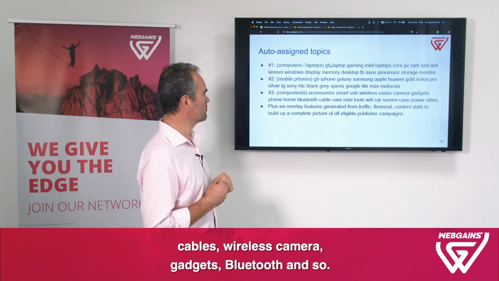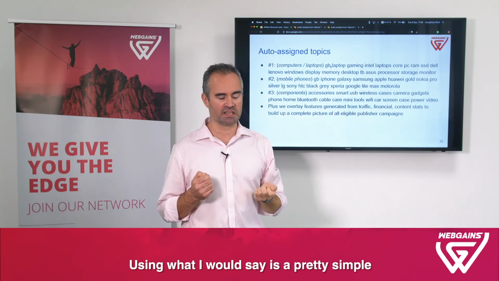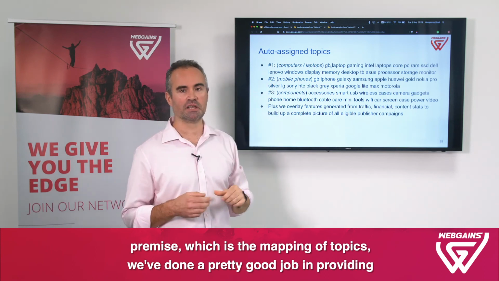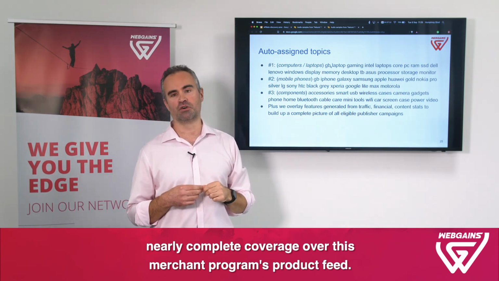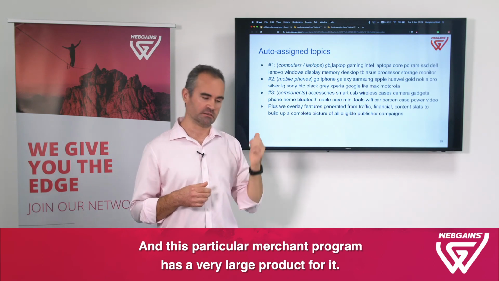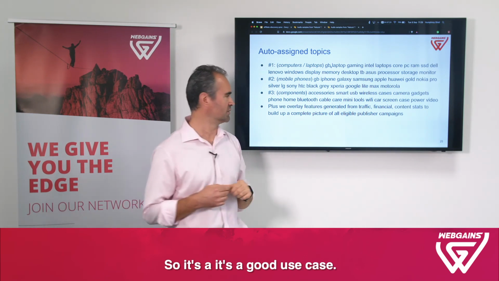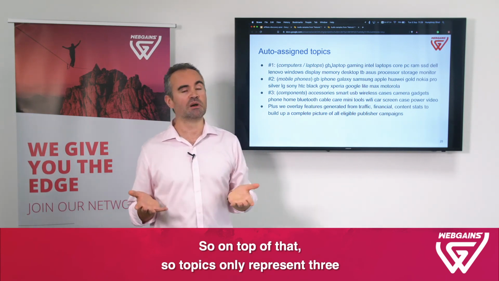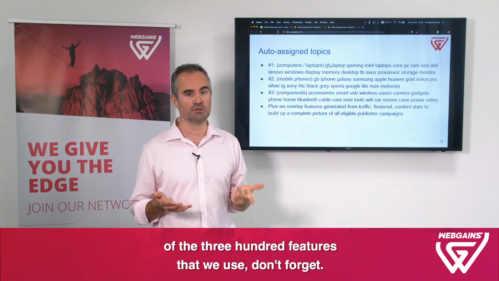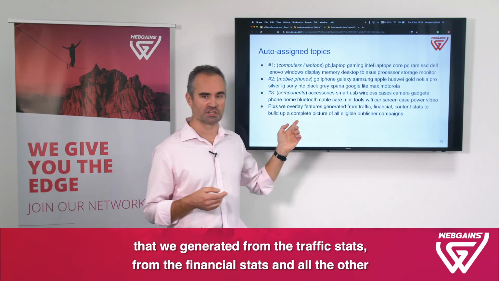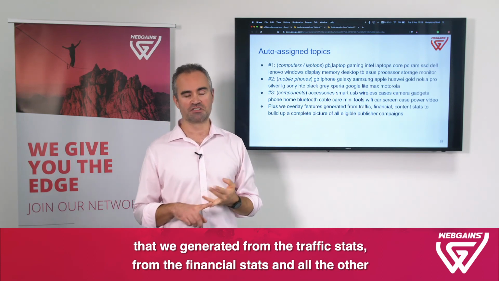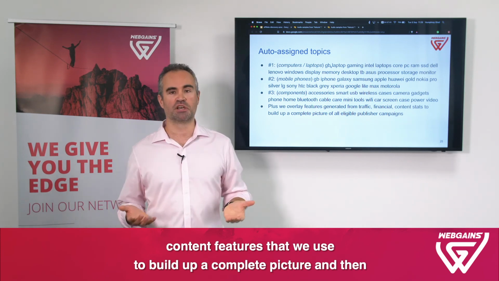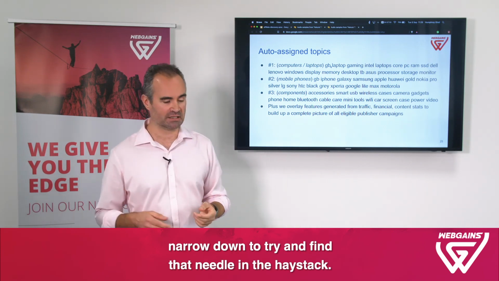And so using what I would say is a pretty simple premise, which is the mapping of topics, we've done a pretty good job in providing nearly complete coverage over this merchant program's product feed. And this particular merchant program has a very large product feed, so it's a good use case. On top of that, topics only represent 3 of the 300 features that we use, don't forget. So we overlay all of the other features that we generated from the traffic stats, from the financial stats, and all the other content features that we use to build up a complete picture and then narrow down to try and find that needle in the haystack.